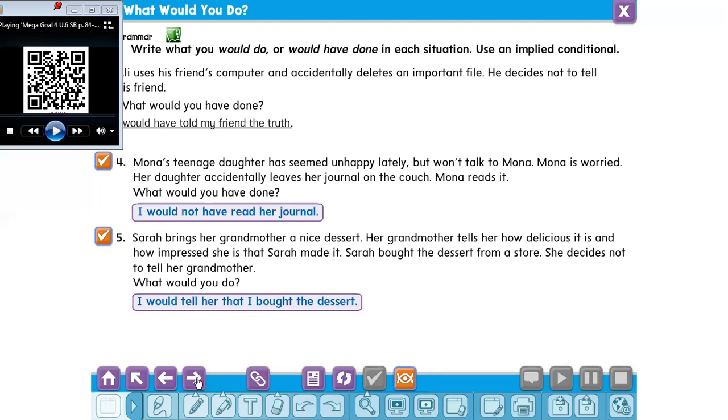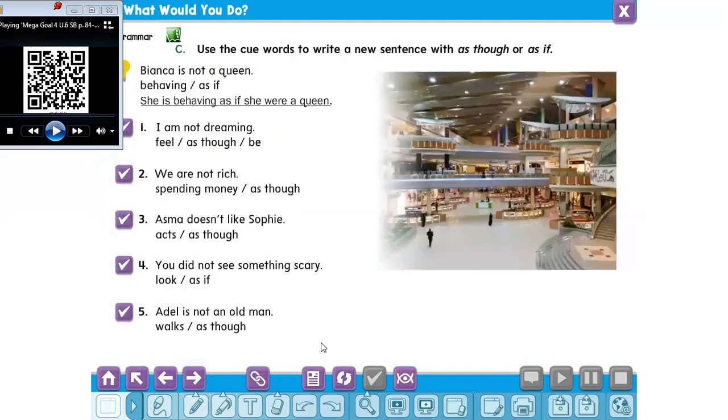Okay, now my dear students, let's go to the last exercise I gave you as homework, and I told you to pay attention when you use as though and as if. He wants you to use the cue words to write a new sentence with as though or as if. As you see here in the example he gave, Bianca is not a queen, behaving as if.